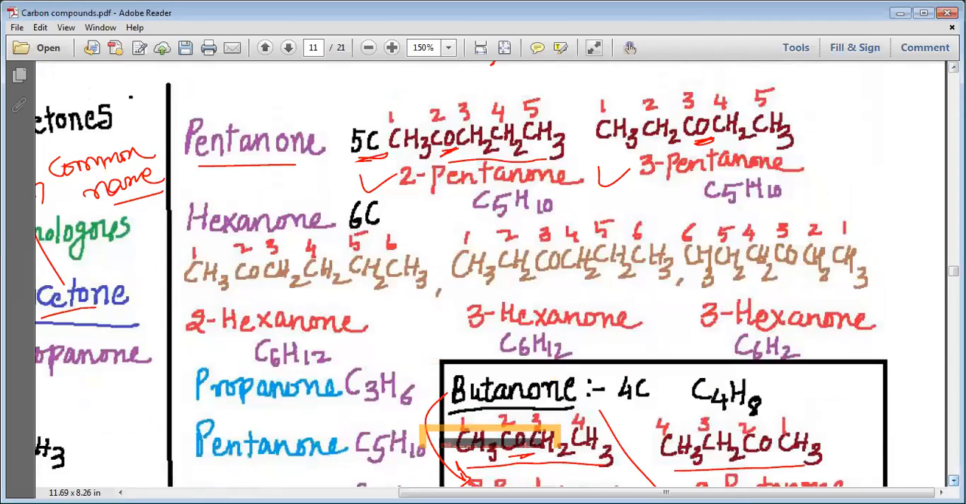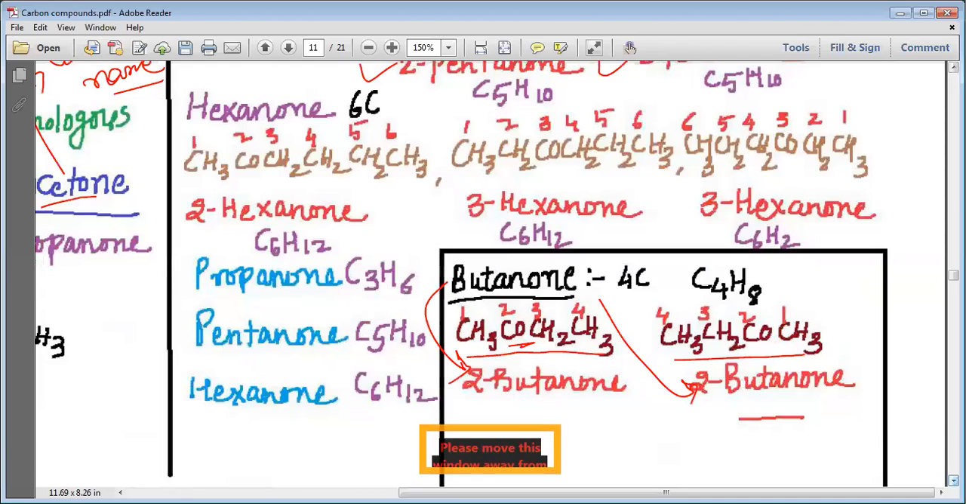Same way, my dear students, if we look at the compound which is having 6 carbon, this CO can be on second position, this CO can be on third position. But when we put it on the fourth position and start giving number from the right side, it again comes on the third position. So that is why, my dear students, we can have only 2 types of hexanone. One is known as 2-hexanone when you have the carbonyl group on second position, and you can have 3-hexanone when you have carbonyl either from the left side on third position or from the right side on third position.